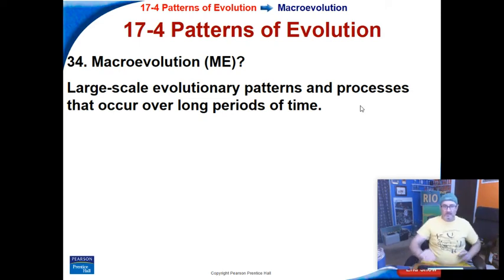Okay, so section 17-4 talks about different elements of evolution on a large scale, or macroevolution. We are going to abbreviate that as capital M, capital E. So large scale evolutionary patterns, processes that take long periods of time.